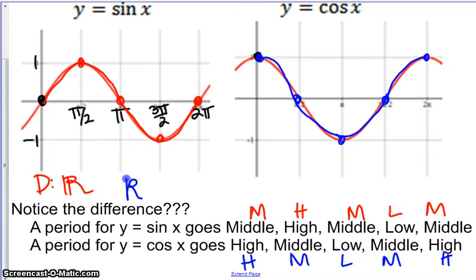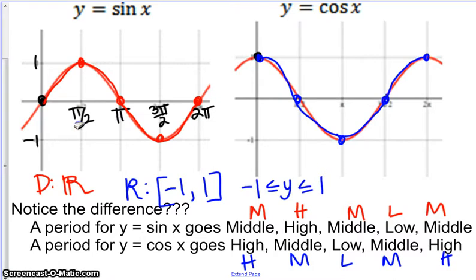So our range would be from our lowest value for y to our highest value for y. For both these parent functions, our lowest y value is -1, and our highest y value is +1. So we can write it in interval notation using our square brackets. Another way to write that would be -1 is less than or equal to y is less than or equal to 1.